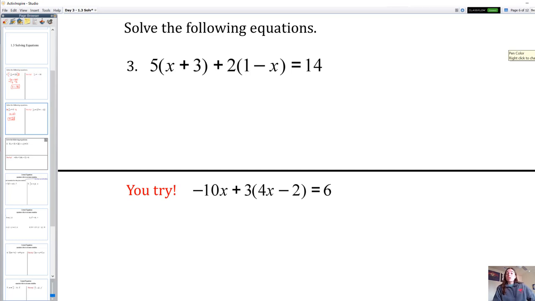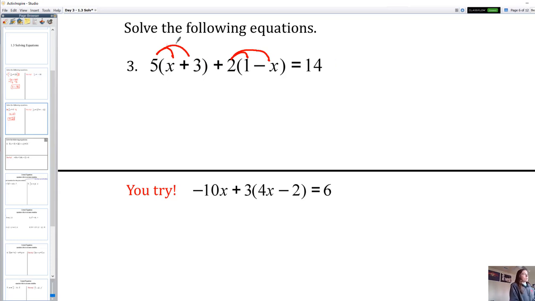Okay, now this one looks a little bit more complicated. So just like in the previous section, we talked about distributing numbers and multiplying them to everything inside the parentheses, and that's exactly what we're going to do here. So first we've got 5 times x and 5 times 3. Then we've got 2 times 1 and 2 times negative x. And all of this is equal to 14. Right now we're just going to leave the 14 alone because there's nothing that we need to move around yet.